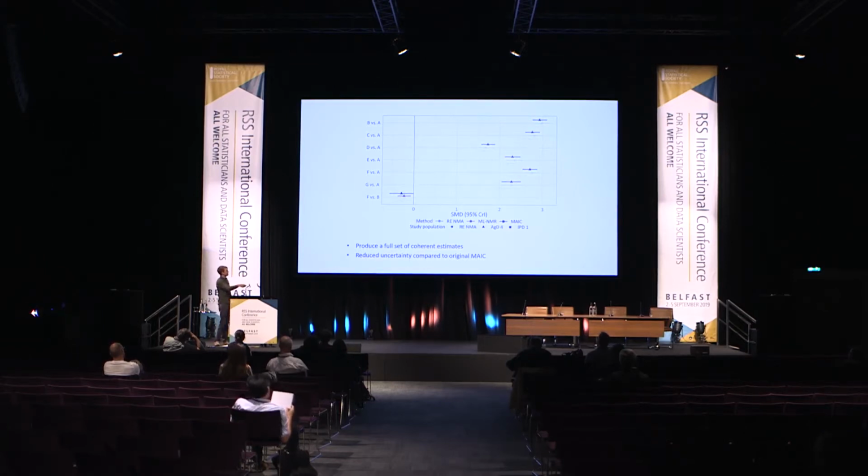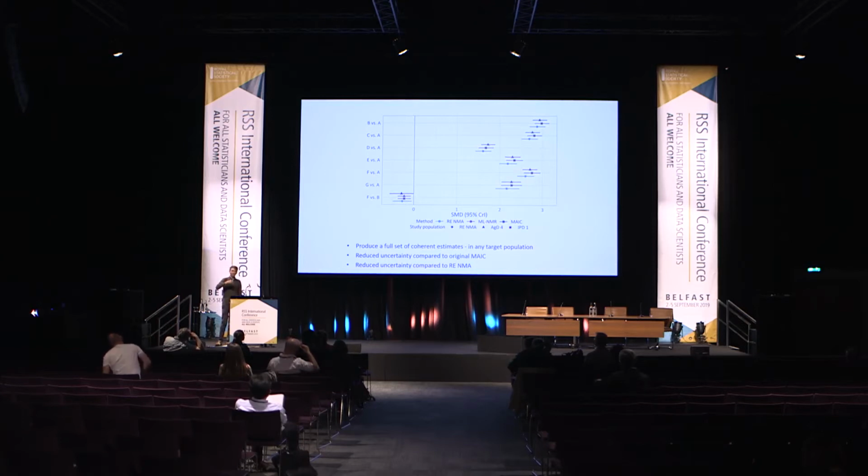But we're not stuck in just producing estimates in this aggregate population. For example, we could produce them in another one of the IPD populations. Or we could even produce them in, say, a population of interest for decision-making, such as the UK population. And finally, when we compare to a random effects network meta-analysis, we can see that we're really quite substantially reducing the uncertainty in the estimates. And that's because rather than averaging over all the heterogeneity, we are accounting for both within and between study heterogeneity.